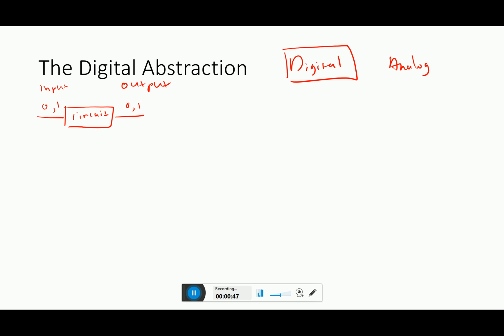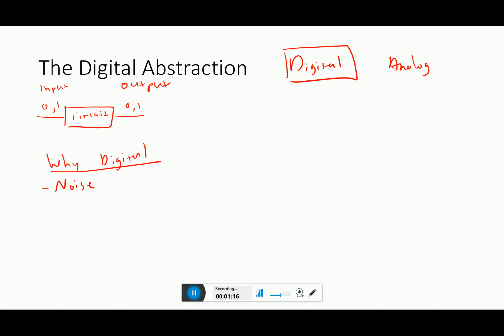So, on the surface, this seems like a waste. If you have an analog circuit, you can have a continuum of values for your input and your output. So, why on earth would you say, oh, I only want zeros and ones? Well, the answer is a little bit subtle. So, why digital? The big reason is what we call noise.